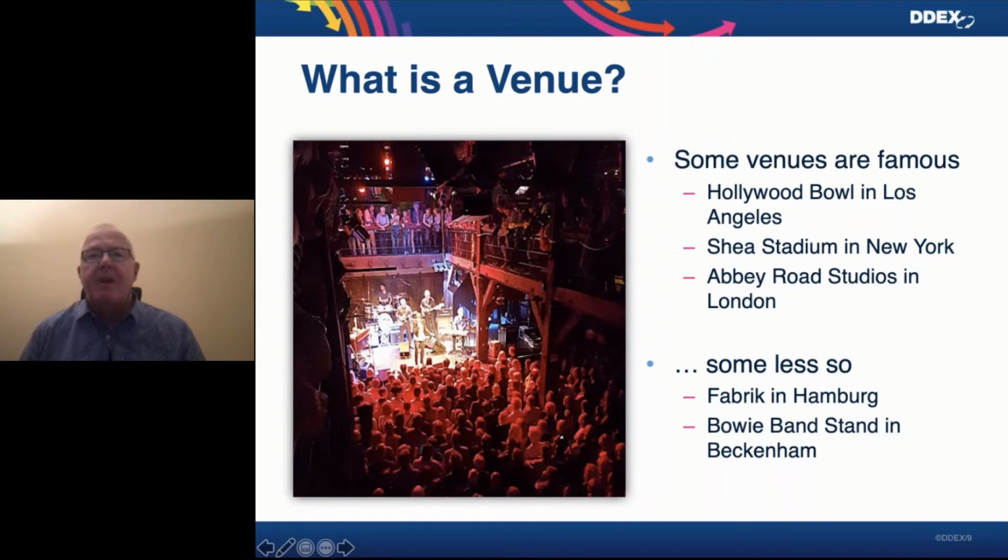So some are obviously famous. I've already mentioned the Hollywood Bowl in Los Angeles or the Shea Stadium in New York, and obviously a very well-known one is Abbey Road Studios in London. Others are less well-known, Fabric in Hamburg or the Bowie Bandstand in Beckenham.